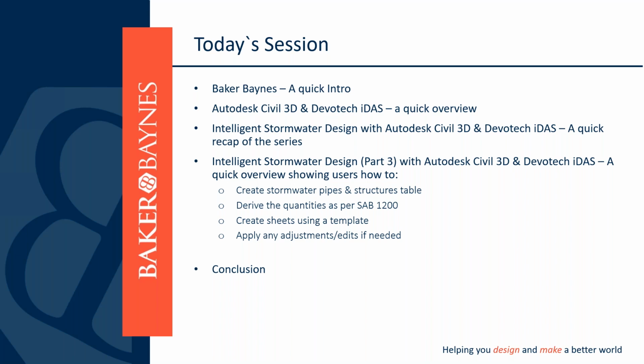And then in part 3, we are going to be covering just those 4 points, which is sweet and short. We're going to create stormwater pipes and structure tables so you can get a quantification table that you would need. Great thing is we can also derive the volume calcs via SABS 1200. And of course, then we're going to just generate the sheets and make any adjustments needed to the drawing. So if that sounds good, let's just jump in.